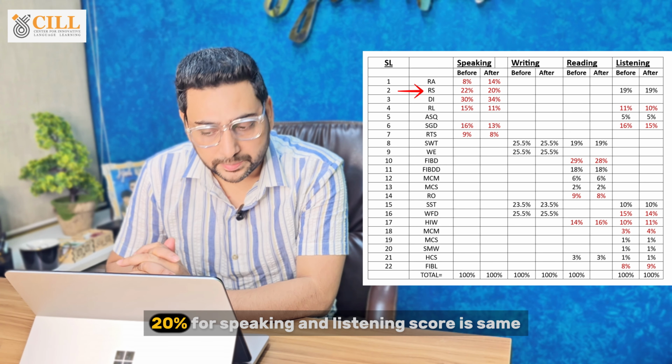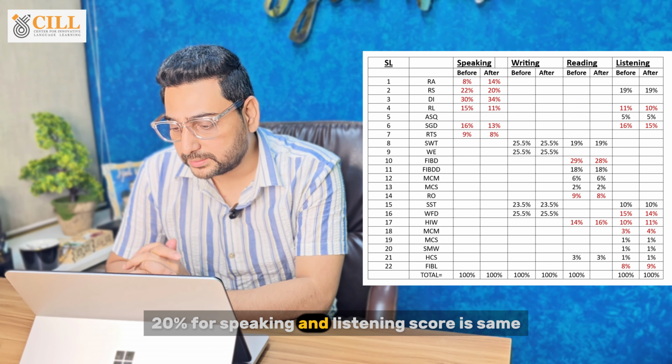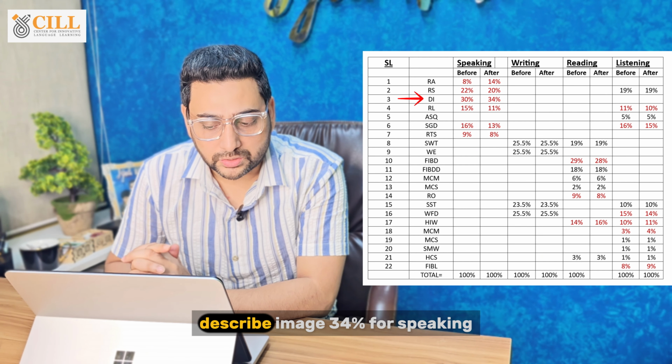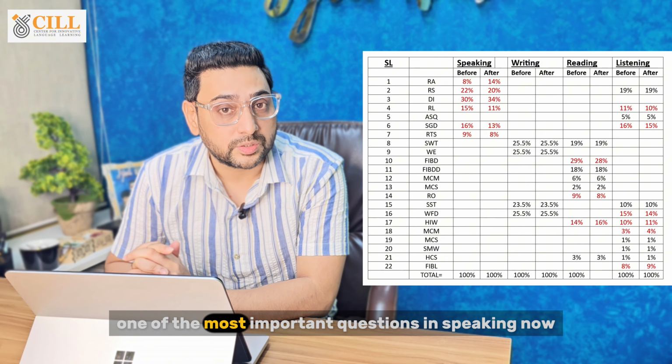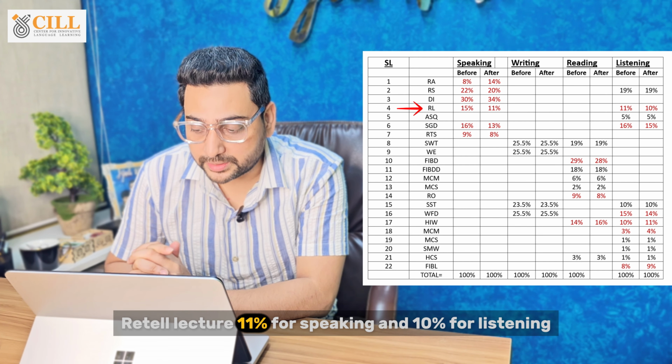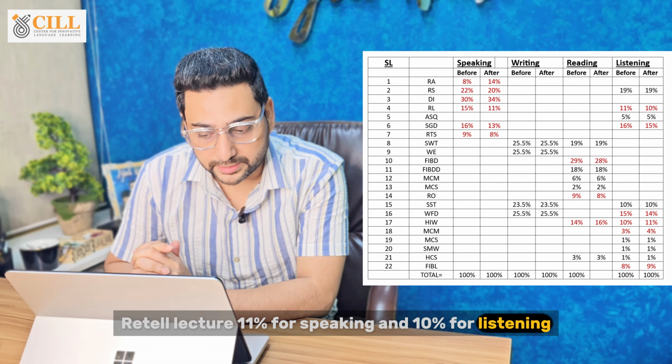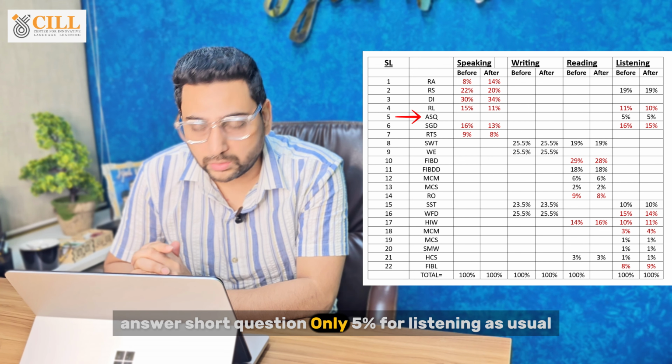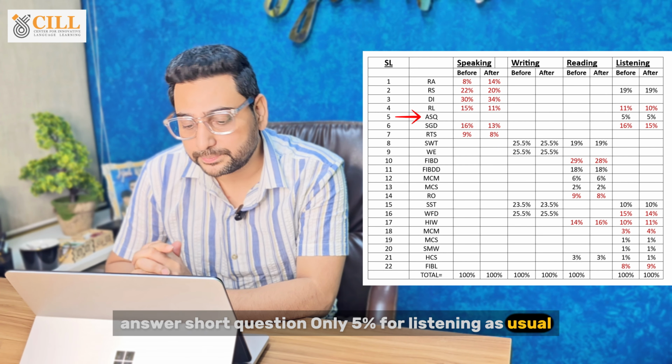Repeat sentence 20% for speaking and listening score is same. Describe image 30% for speaking, so that makes it one of the most important questions in speaking now. So you have to watch out for this task. Retell lecture 11% for speaking and 10% for listening. Answer short question only 5% for listening as usual.